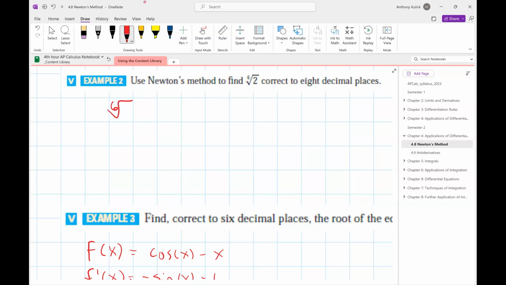Here, what we would do is think about the 6th root of 2 equaling some x. Now I'm going to take the 6th power of both sides and then move everything onto one side. So there's my f of x and my derivative.